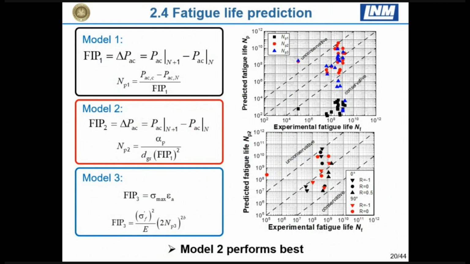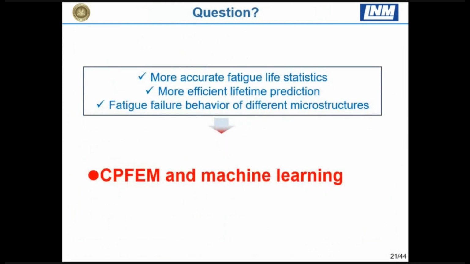And here it shows this fatigue indicator parameter, which can correlate the results from crystal plasticity with the fatigue lifetime. This worked well, but some questions still remain. The efficiency is very low. We have to do the RVE crystal plasticity, and it takes a lot of time for such a case.